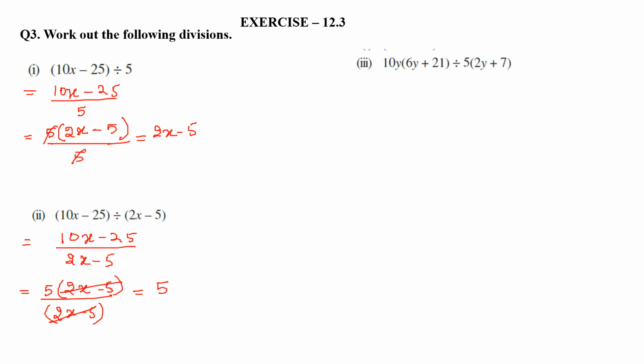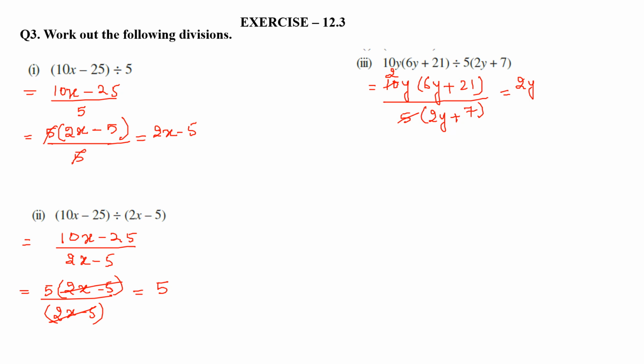The third one: 10y multiplied by 6y plus 21, divided by 5 into 2y plus 7. So first let me write it in the form of numerator and denominator, divided by 5 times 2y plus 7. So 5 times 2 I can reduce, and it is now 2y.